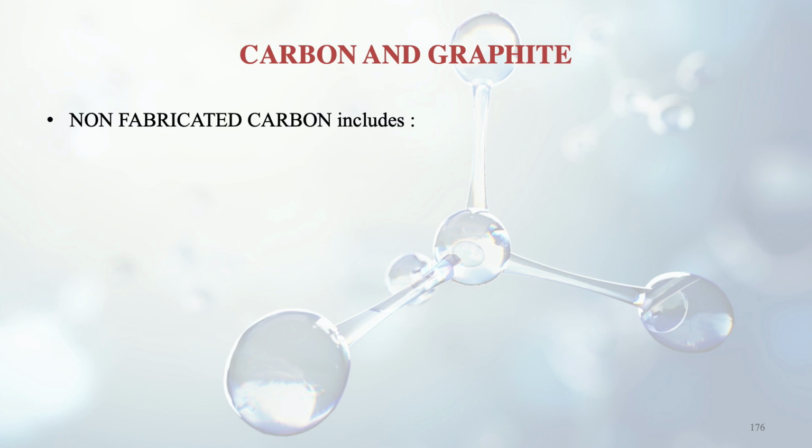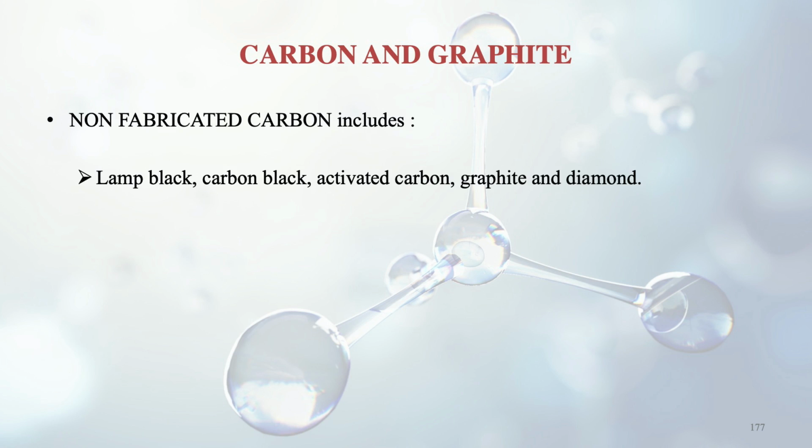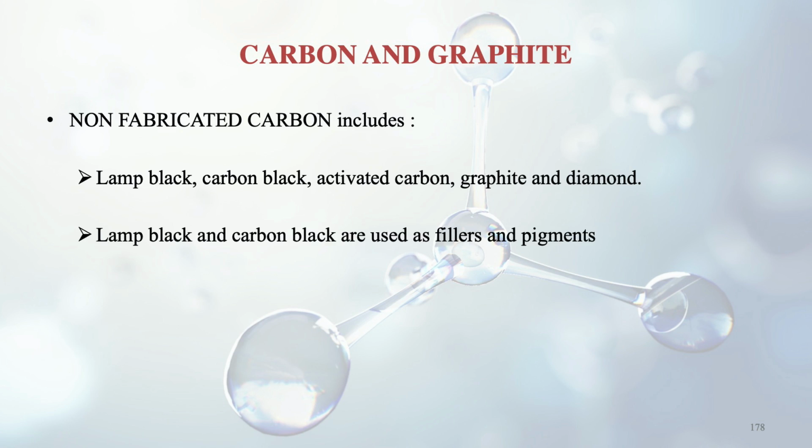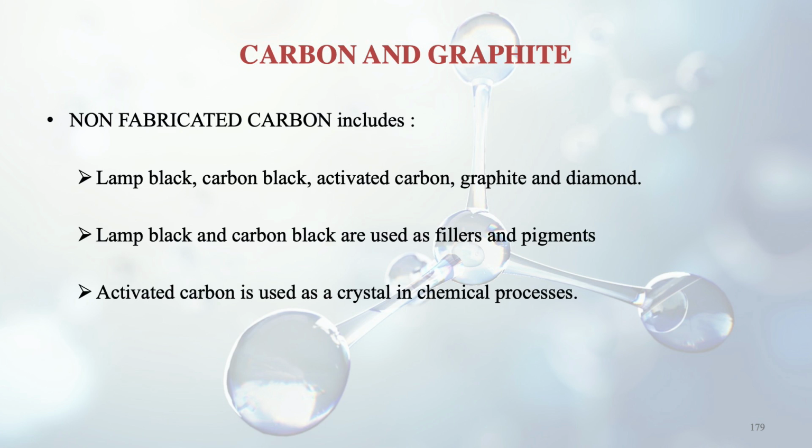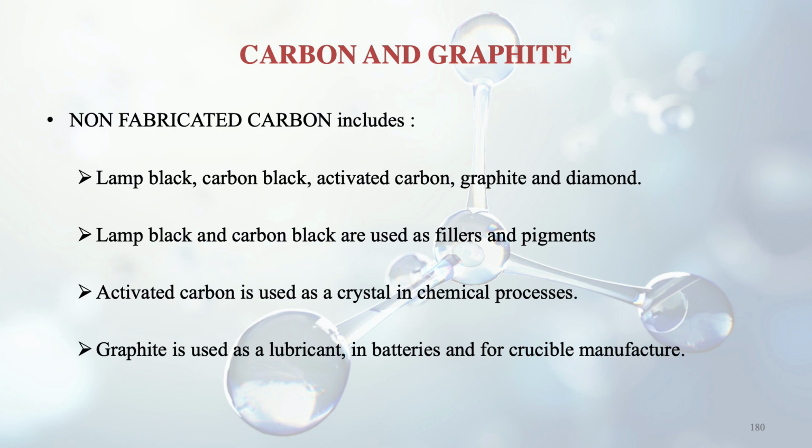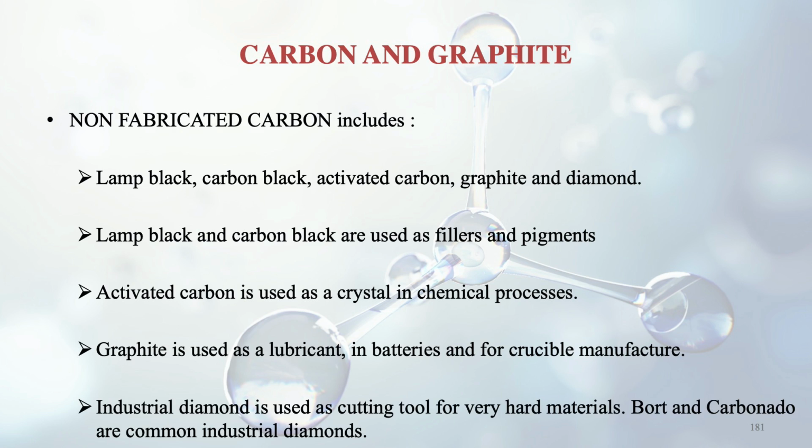And non-fabricated carbon, how it is used, we can see here: lamp black, carbon black, activated carbon, graphite, diamond. All these things are non-fabricated. Lamp black and carbon black are used as fillers and pigments. Activated carbon is used as a catalyst in chemical processes. Graphite, we know, its most common use is as a lubricant. In batteries also it is used, and for crucible manufacture also. And industrial diamond is used for cutting tools because it is very hard. Boart and carbonado are common industrial diamonds.